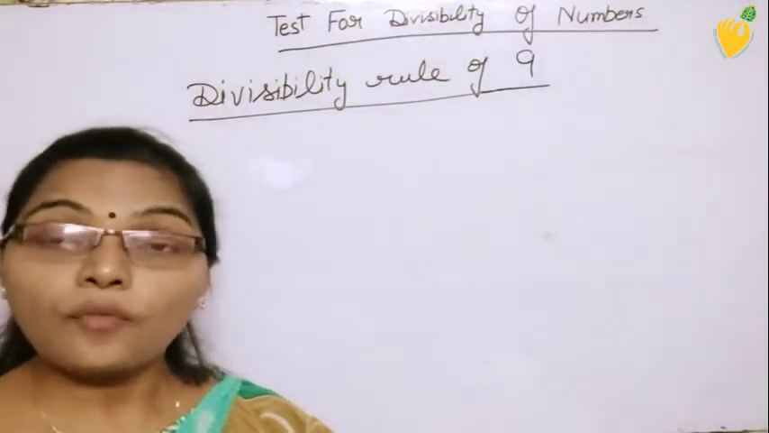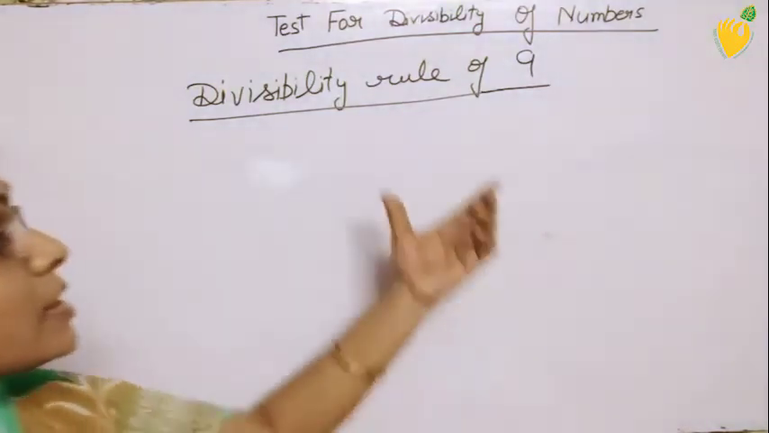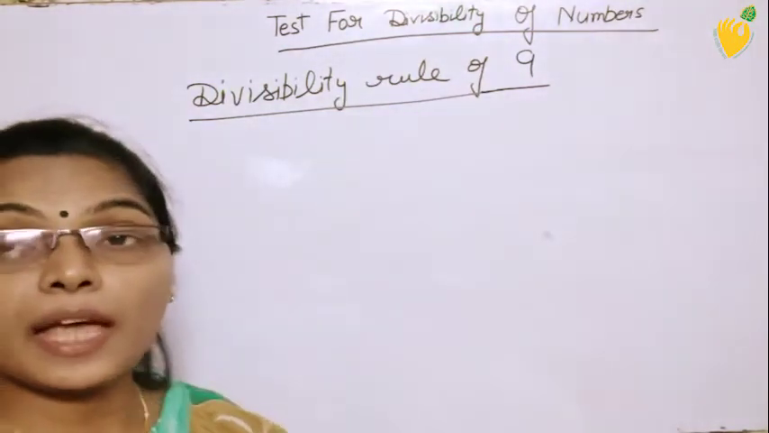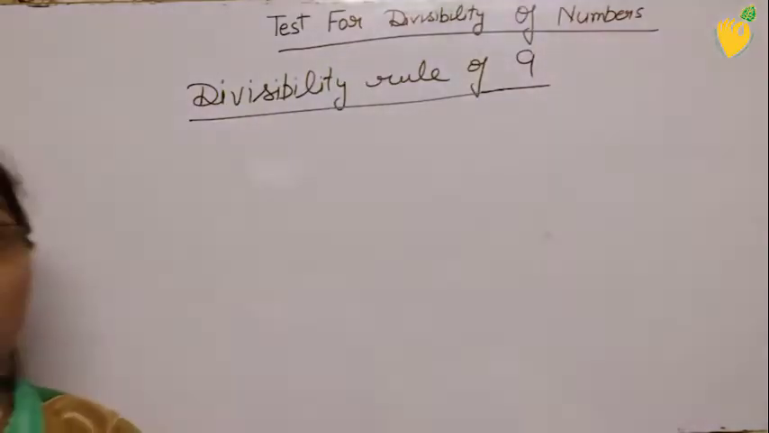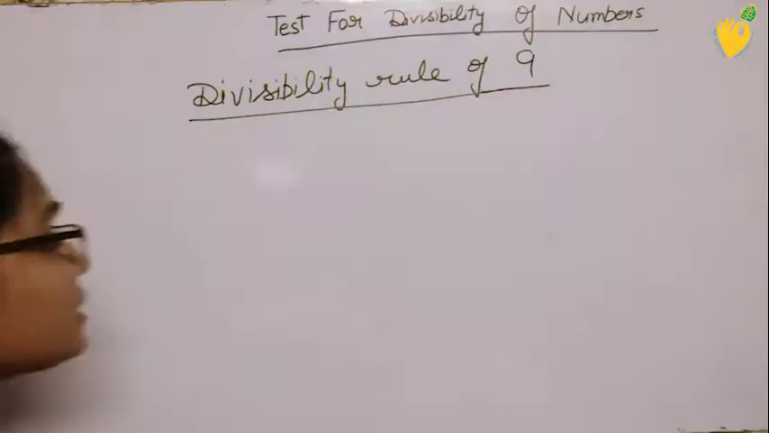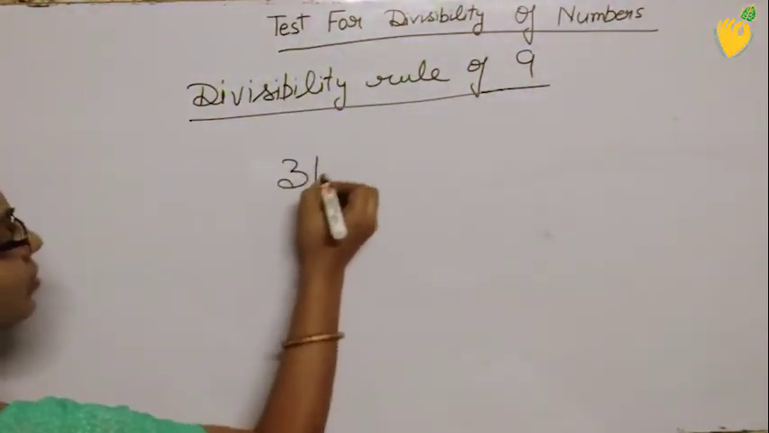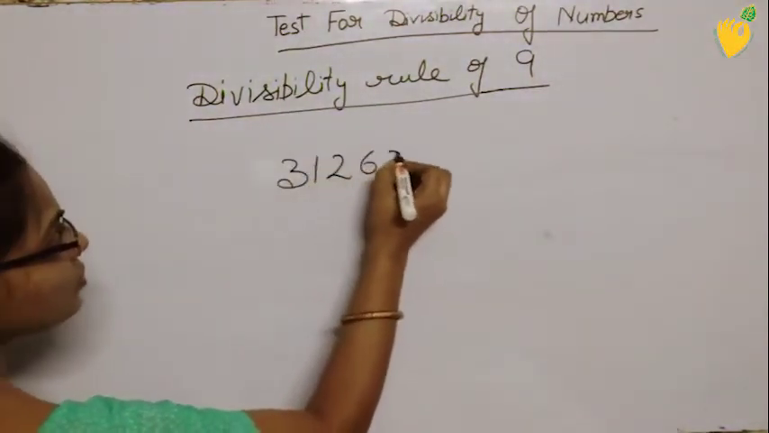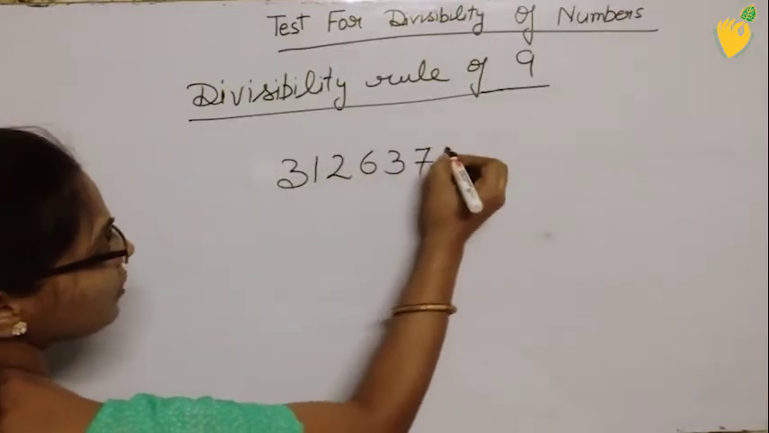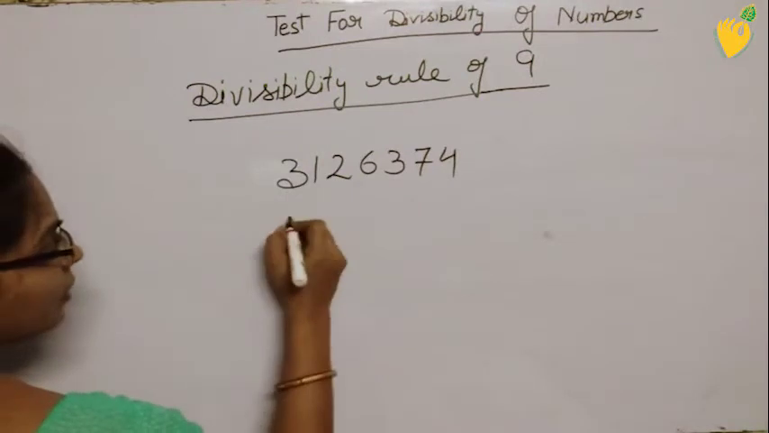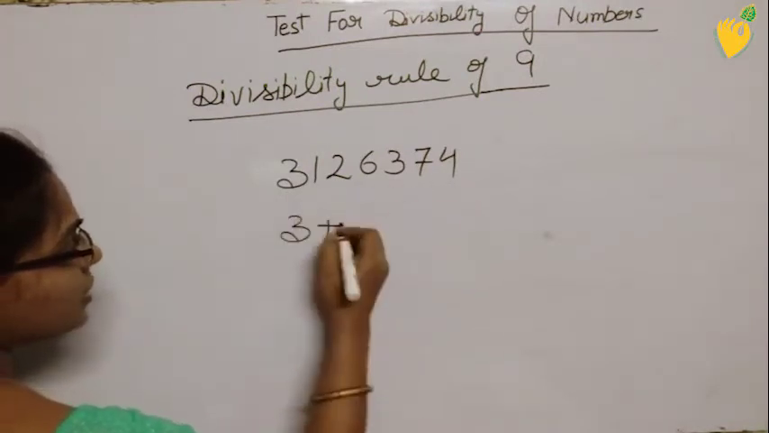Divisibility rule of 9. What is it, students? If the sum of the digits is divisible by 9, then the original number will be divisible by 9. It is the same as the divisibility rule of 3. Take one example: 3, 1, 2, 6, 3, 7, 4. Suppose I have taken a big number. Now you have to add all the digits.